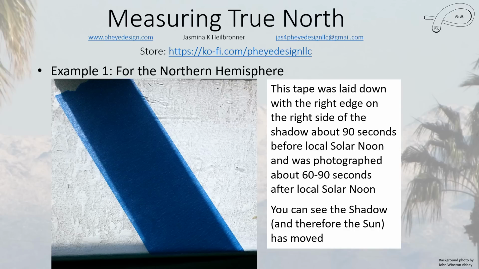Now, I put down this tape, and I did this deliberately, either 90 seconds or maybe 2 minutes before the local solar noon, because I wanted to show you how much it can move. So I put this down at the edge, and you can put the tape along this edge of the shadow or this edge, it doesn't matter. Either one is fine. It can work, but you have to measure along whichever side you chose when you laid the tape down.